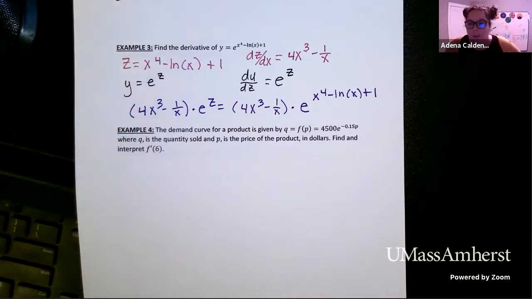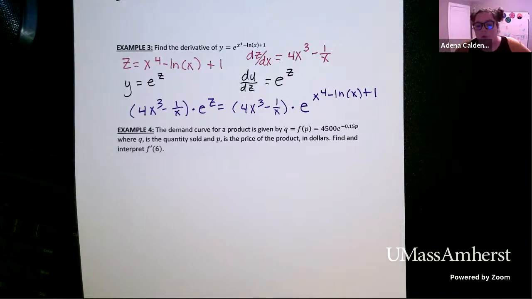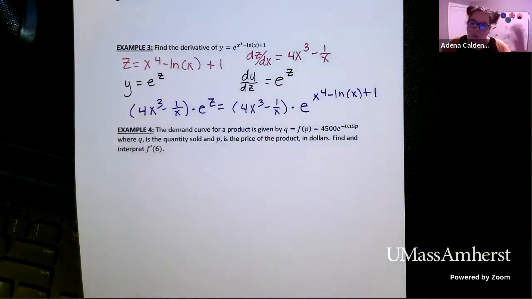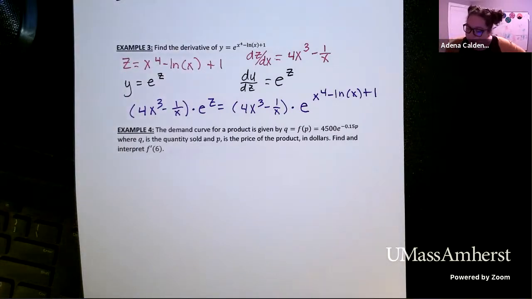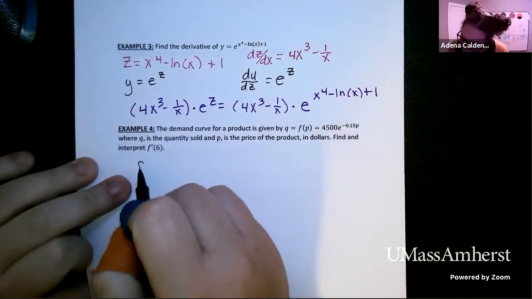The second one, we are applying an exponential function to a specific situation. So we have the demand curve for a product, which says, depending on how much you charge for a product, we'll tell you how much people are going to want to buy, is what a demand curve tells us. So here, the Q is the quantity and P is the price, and we want to find and interpret f prime of 6. So let's start by just finding the general derivative, and then we'll talk about what it means.